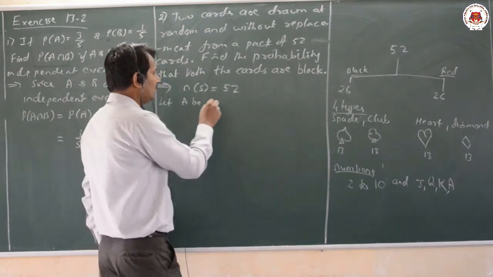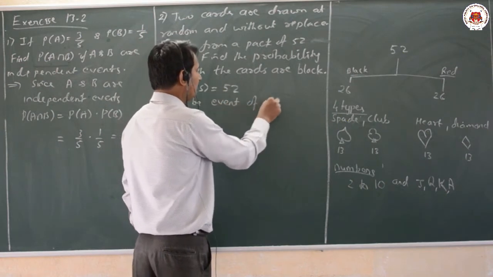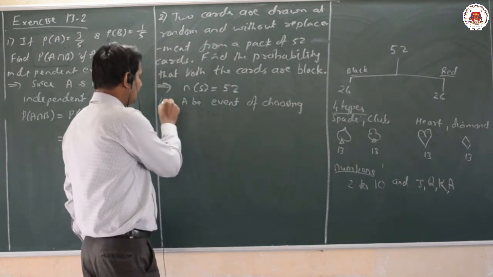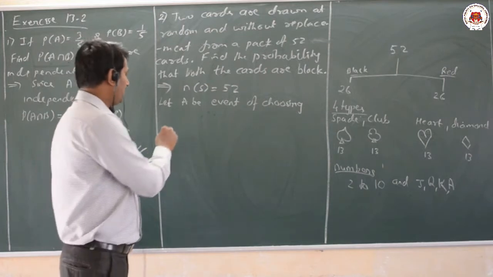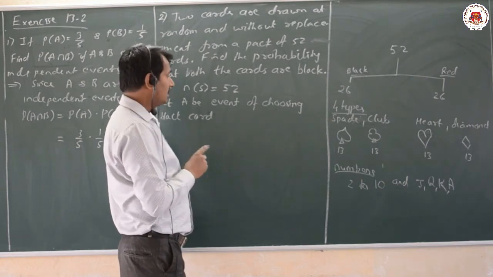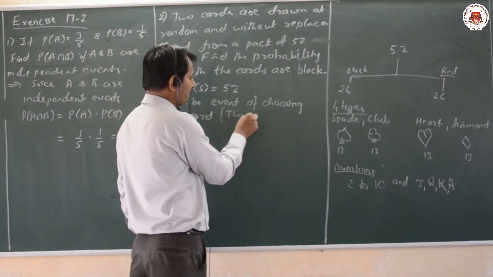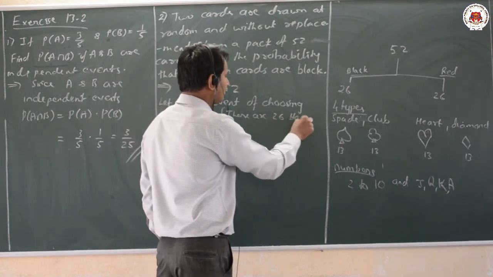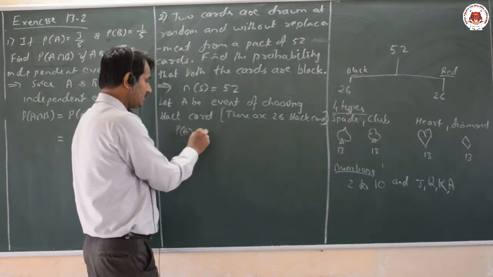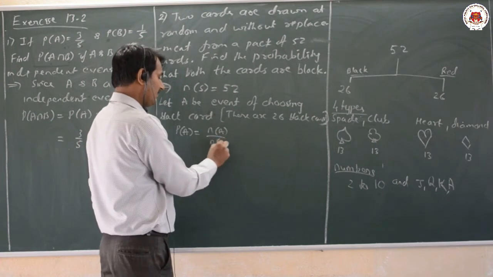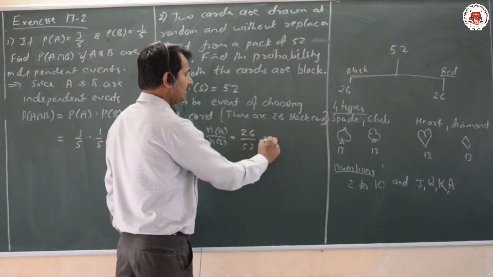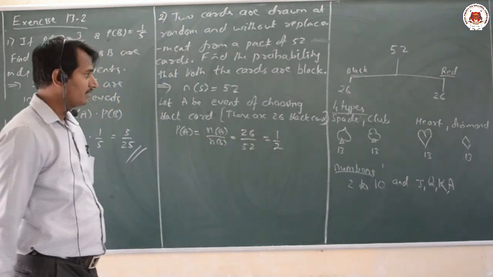So let A be the event of choosing a black card. Now how many black cards are there? That is very important. There are 26 black cards. So the probability of A, dear student, is n(A) divided by n(S). n(A) is the number of black cards, so it is 26 divided by 52. The value will be 1/2. Very simple.